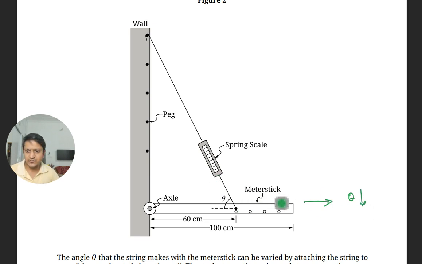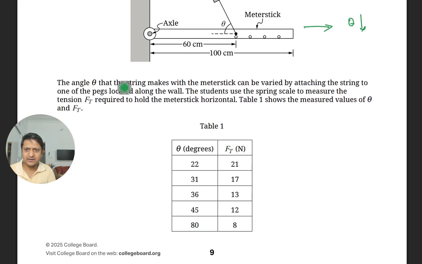The angle theta that the string makes with the meter stick can be varied by attaching the string to one of the pegs located along the wall. The students use the spring scale to measure the tension Ft required to hold the meter stick horizontal. So this meter stick is always horizontal and we are calculating and recording the data. So this is the table. With increase in the degrees, the F values have been recorded.